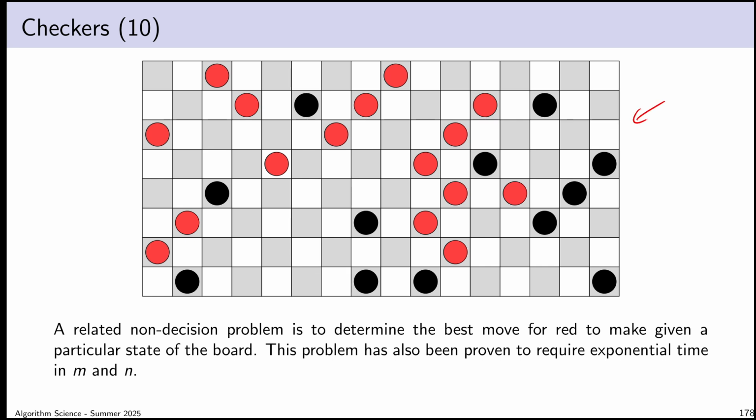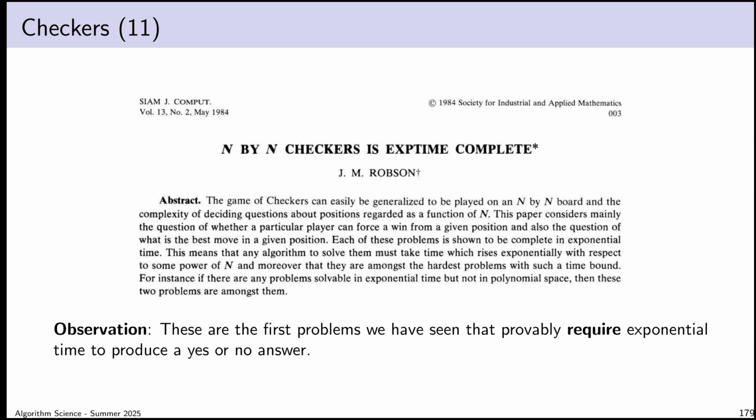particular state of the board, figure out what the best move for red to make is. Or alternatively, to make that a decision problem, here is a state of the board. Consider, I don't know, this move here. Is this the best move for red to make? This has also been proven to require exponential time.